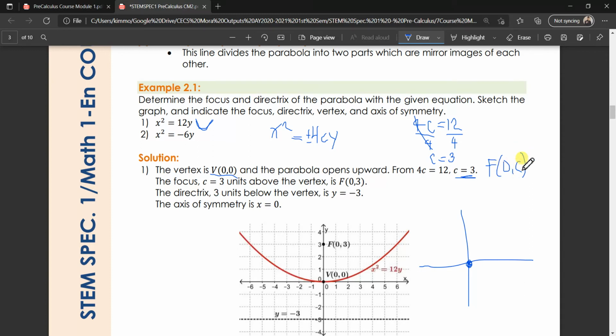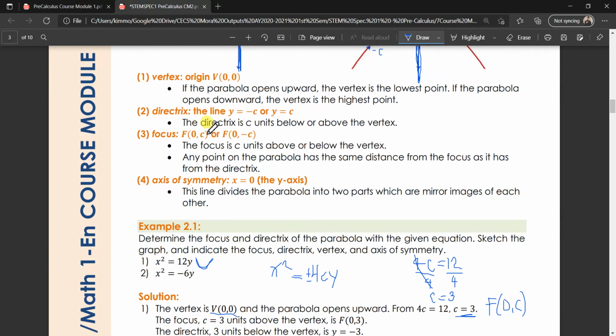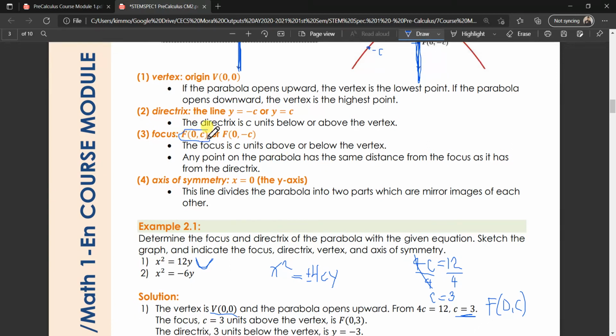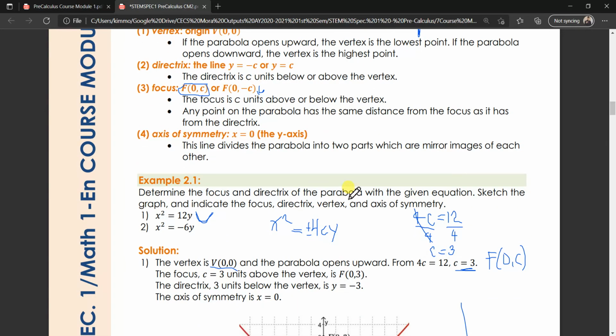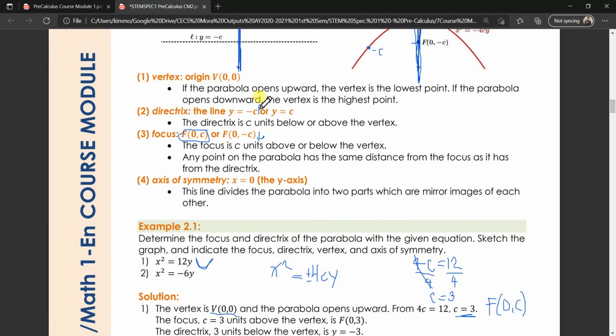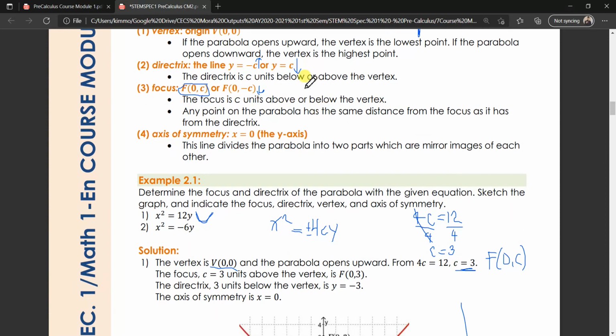So just substitute the values of C. So again, focus is (0, C) if it is opening upward, and (0, -C) if opening downward. So for this one, this is opening upward, so this is the equation we will use. And if it is opening downward, this is the equation. That is for the directrix.